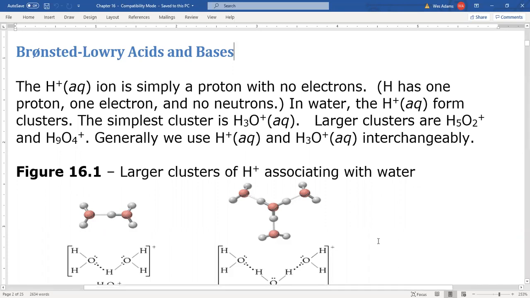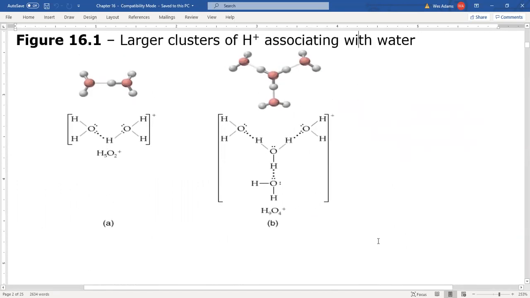And you can see these larger clusters below, where you can see the H3O+, but then it's more loosely associated with other waters. And those dotted lines indicate a loose bond, or what they call a coordinate covalent bond, in which one of the atoms in the bond donates both electrons instead of one electron coming from each.